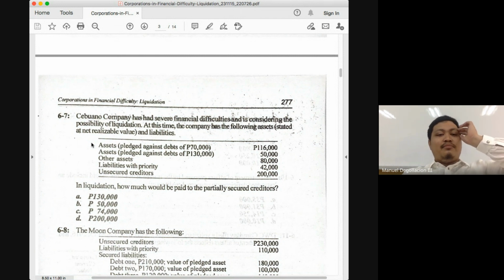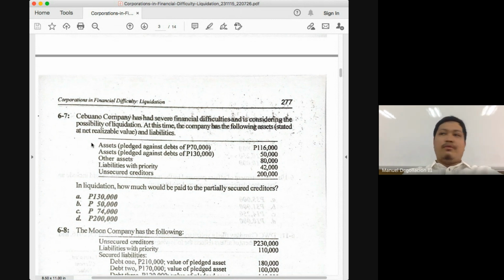What assets are not being used as a security or a collateral class? We have the other assets amounting to 80,000. So that is where we will start, okay? But again, I will always want you to remember, class: two things to remember for the numerator, one thing to remember for the denominator.